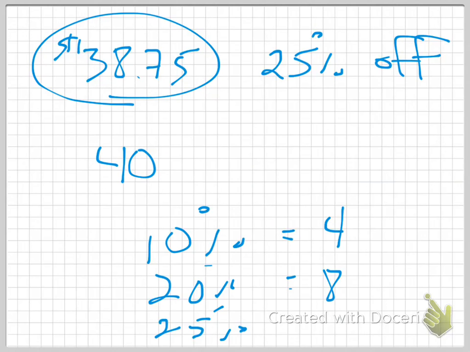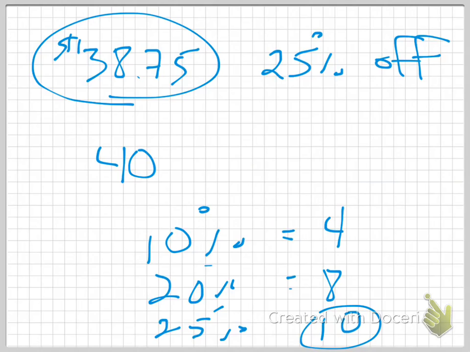25%, now, didn't go all the way up to 30, so it wouldn't be 12. So it's just half of what it was the first time, half of 4, which is 2. So then how much off is it? 10. How many of you got 10 for that?